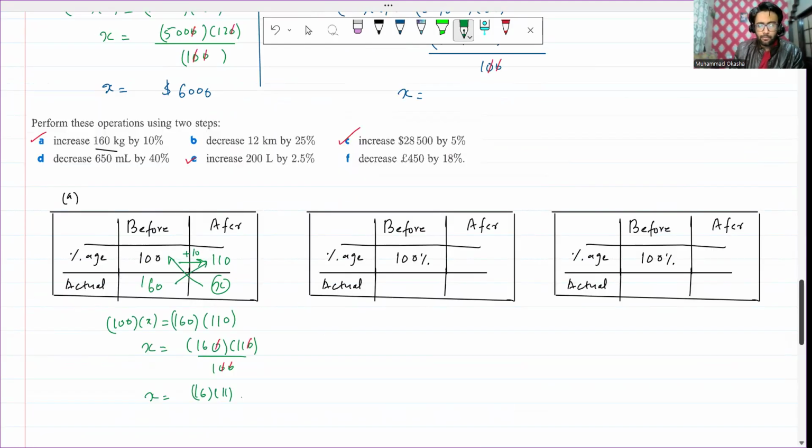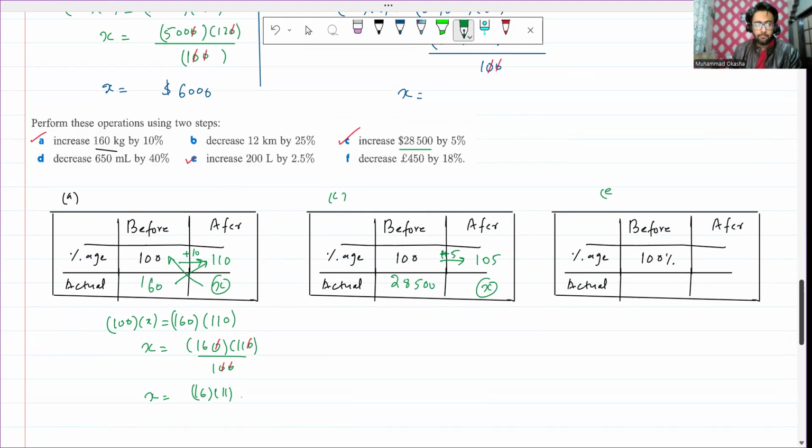Okay, I'm only going to draw this box for part B. Part C. Increase 28,500. So 28,500 was the actual amount. I'm increasing by 5%, so I'm going to do plus 5. So that's going to be 105, right? And how's that going to look like in actual? I do not know. Cross multiply, you'll get your answer.